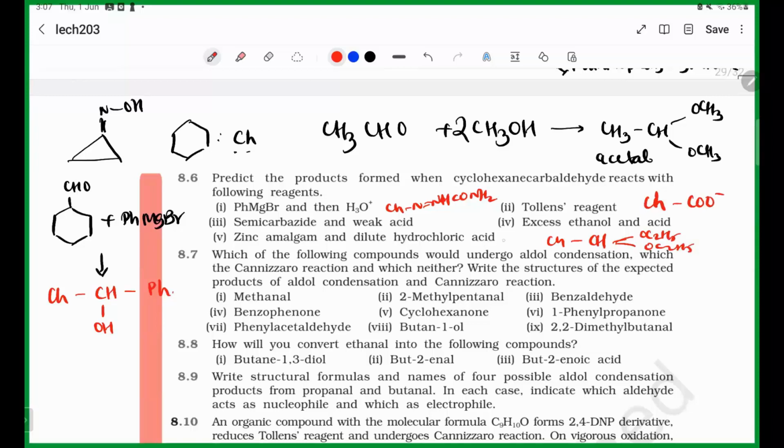Finally, with zinc amalgam, you have the Clemmensen reduction. Because it's Clemmensen, your final product is going to be CH2CH3. It reduces CHO to CH3. So that is problem 8.6.